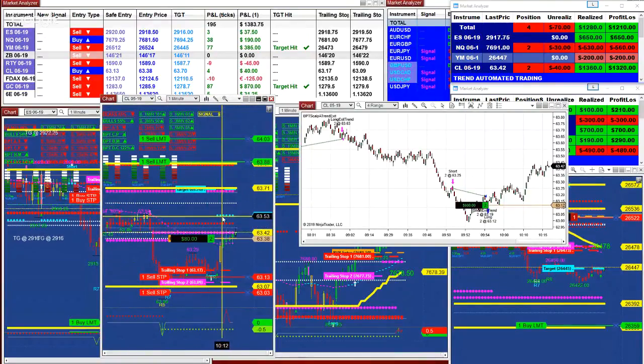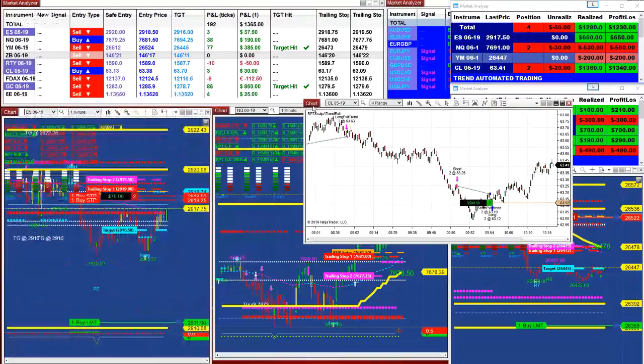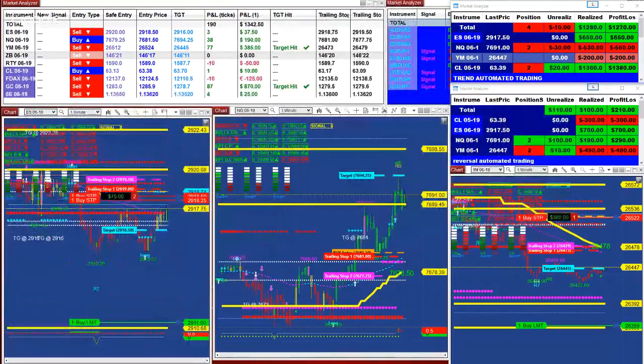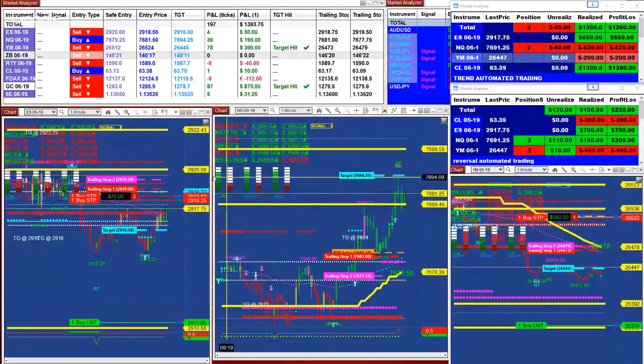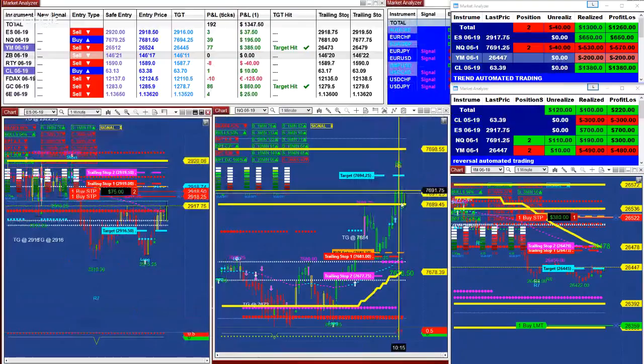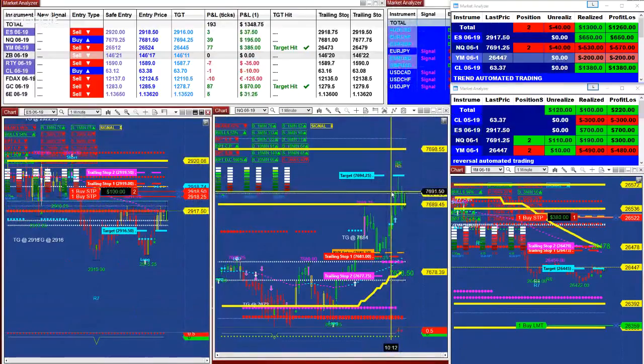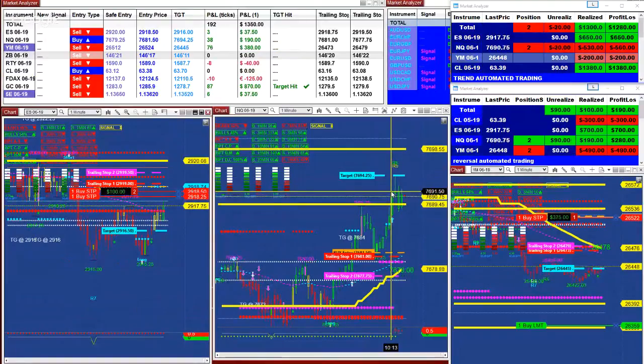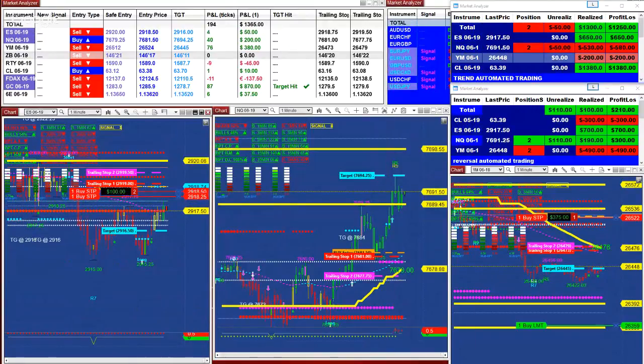We have a double resistance and projection at 63.53, so it's going to take a little time before we get all the way up there. We will keep our eye on the ES, and even if we missed on the Nasdaq, I'm not interested in that trade. We can always pick up a new signal from the ES and the YM, so we're not worried about missing out on anything.